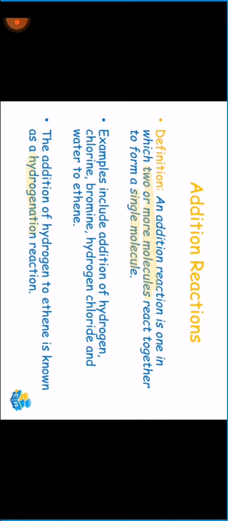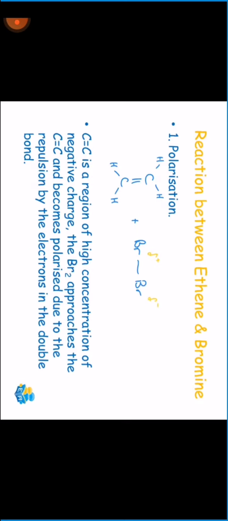So the best way to understand an addition reaction is to do an example. So we're going to look at the reaction between ethene and bromine, and this reaction has 4 steps. The first step is called polarization, and as we can see here from our diagram, the carbon-carbon double bond is a region of high concentration of negative charge. And as the bromine that's here becomes close to the ethene and the double bond, it becomes polarized due to the repulsion of the electrons in the double bond.